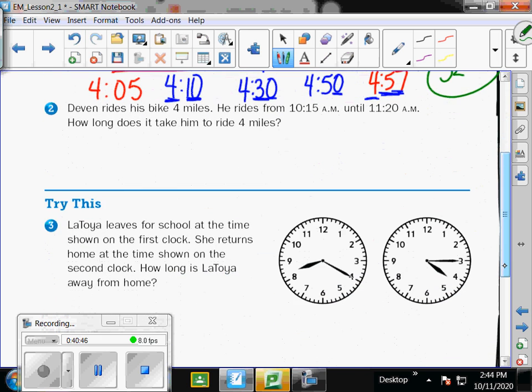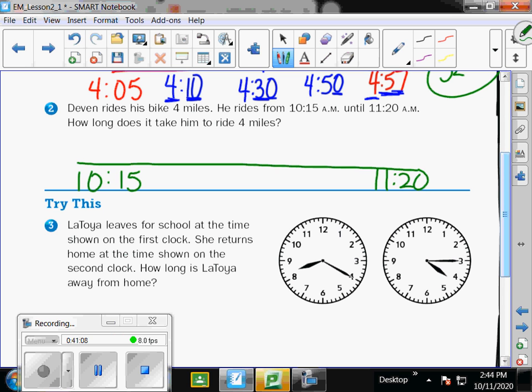All right, let's look at number 2. Devin rides his bike 4 miles. He rides from 10:15 to 11:20. How long does it take him to ride 4 miles? All right, so let's draw my open number line. If he starts his ride at 10:15 and he ends it at 11:20 to go that 4 miles, all right, so first jump, what did we say? Maybe jump to an easy time. So you may have jumped differently. That's okay. But I'm going to jump 5 minutes and get to 10:20.